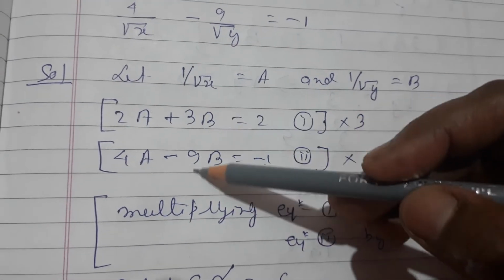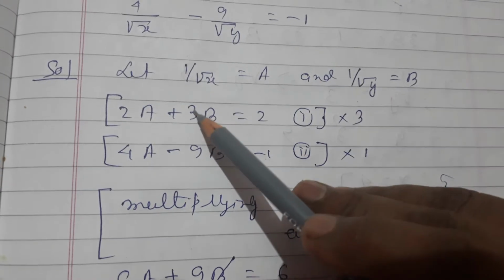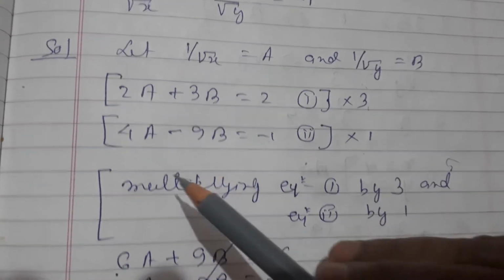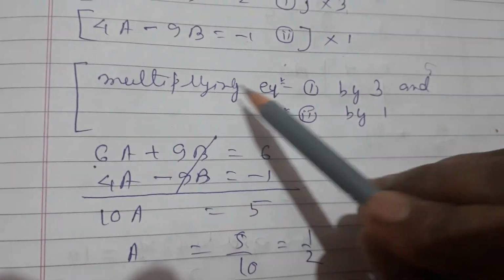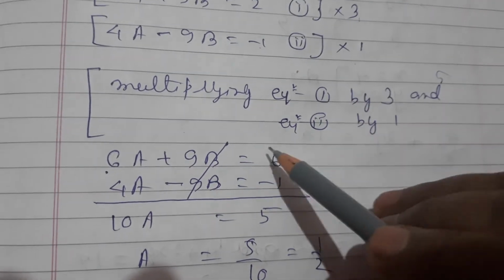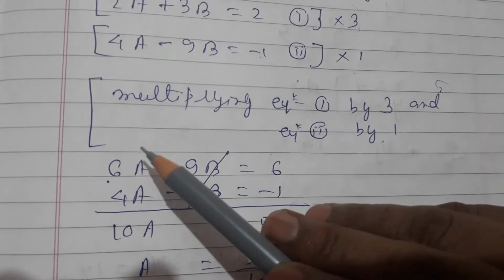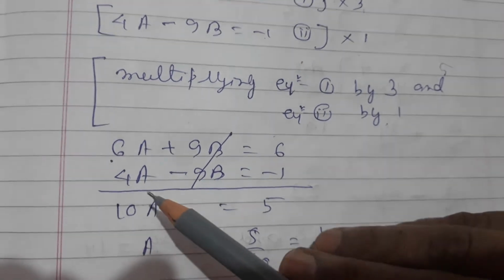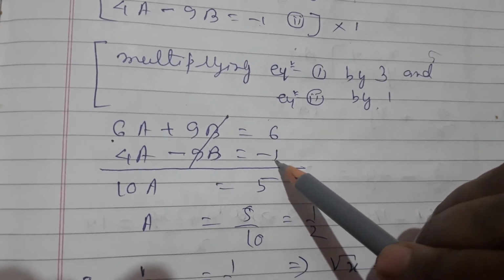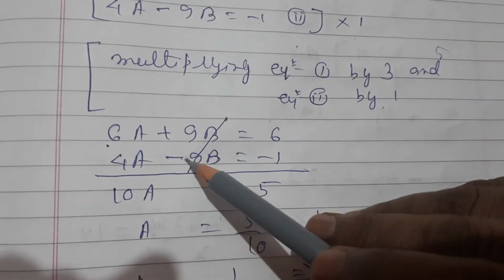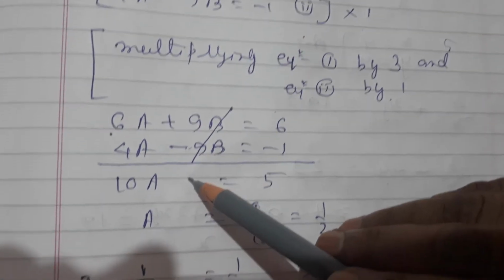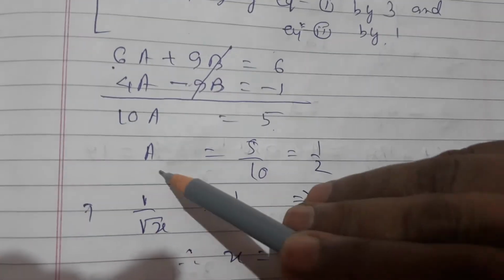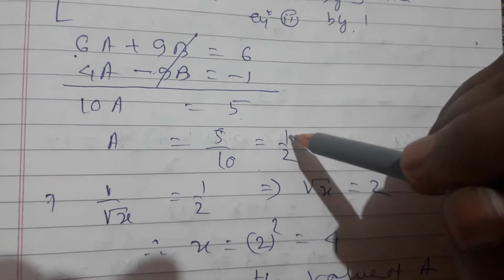To make the coefficient of b equal, you have to multiply equation 1 by 3 and equation 2 by 1. So I have written here: multiply equation 1 by 3 and equation 2 by 1. After multiplication you will get 6a + 9b = 6 and 4a - 9b = -1. Here one is plus, the other is minus, so by adding it is cancelling. Now 6 plus 4 is 10a and 6 minus 1 is 5. So a = 5/10, that is half.